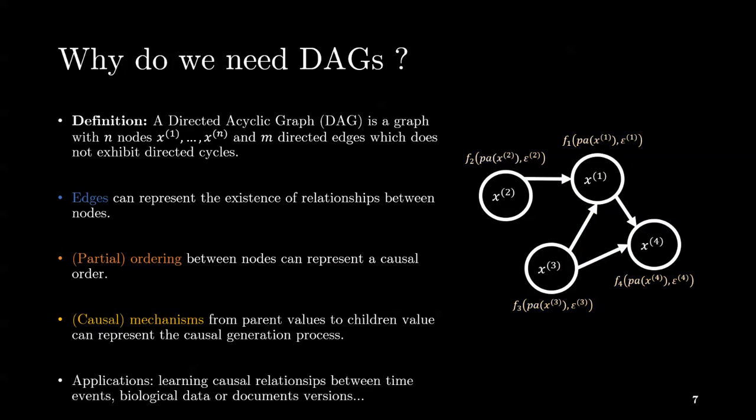In this work, we focus on DAG learning from observational data. Important examples of applications are learning of causal relationships between time events like financial orders, between biological data like proteins, or between document versions like GitHub repo.